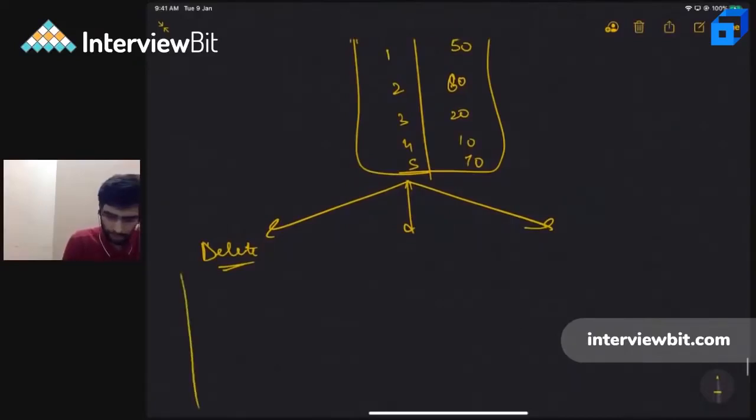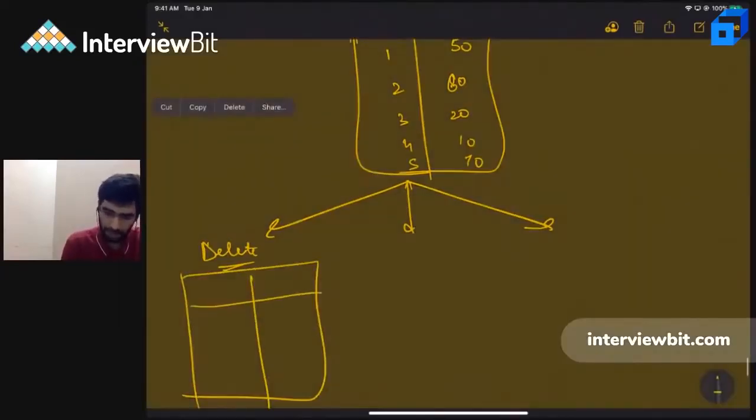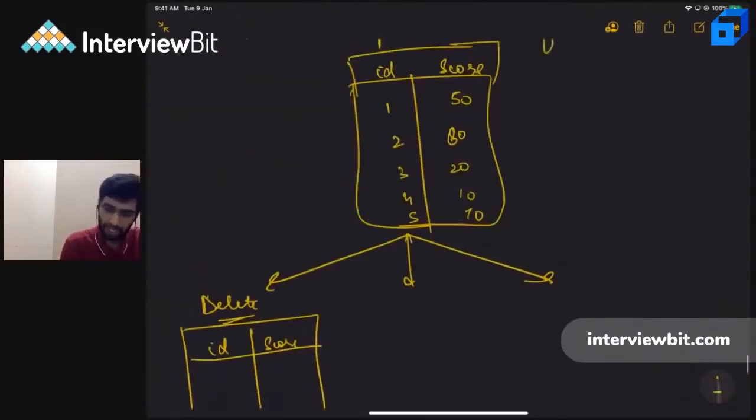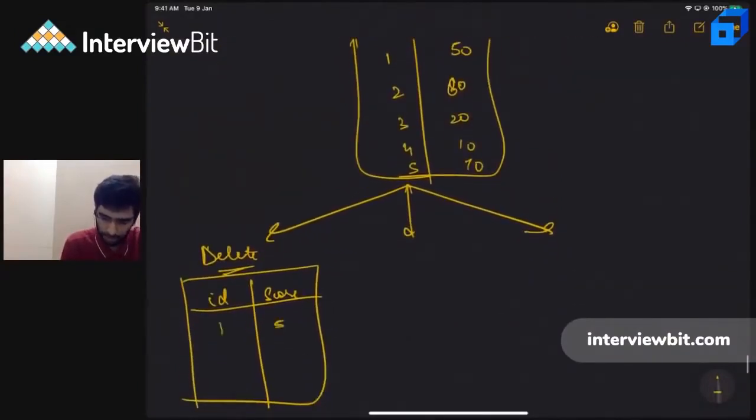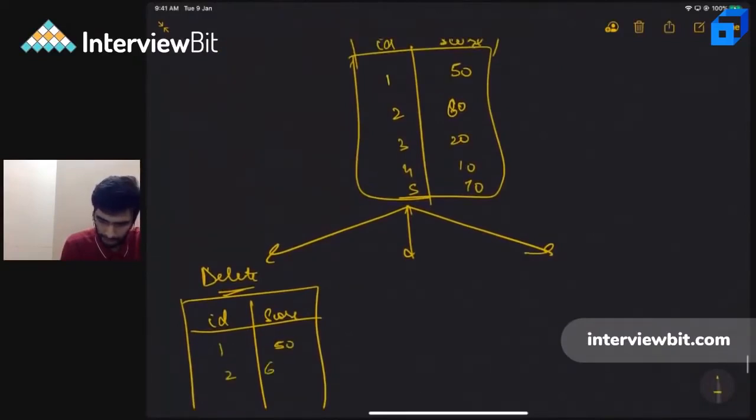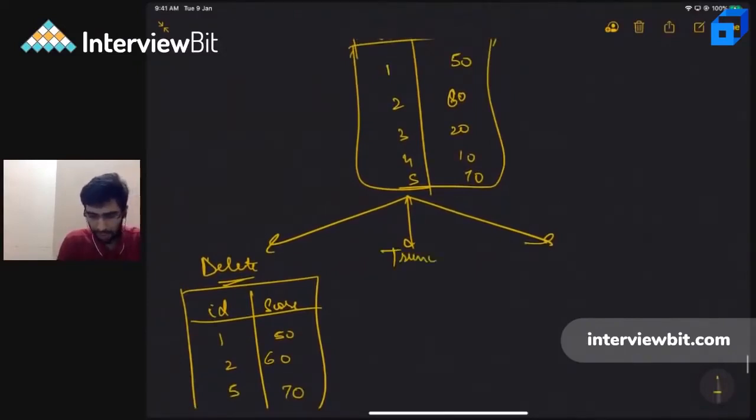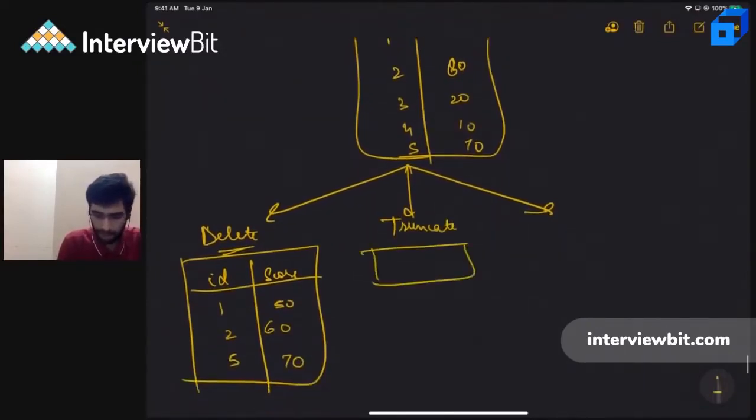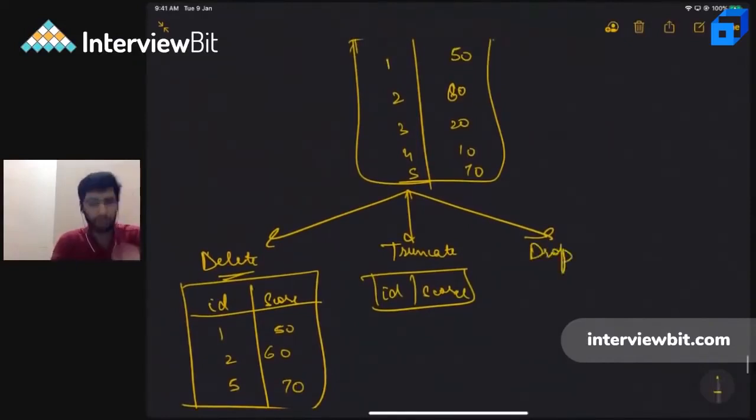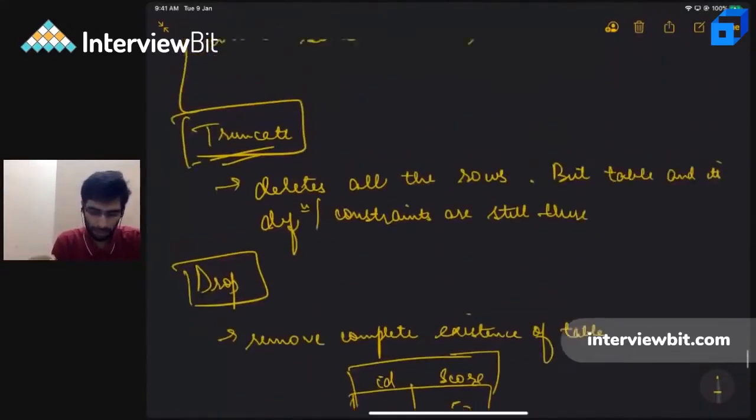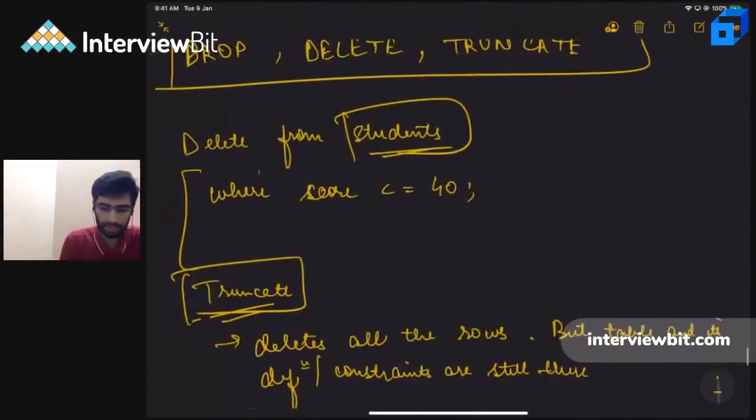What will this return? This will leave the columns ID and score, with the rows 1 with 50, 2 with 60, and 5 with 70. The other rows get deleted. If you do truncate, you are only left with the ID and score columns. No data is remaining. And if you do drop, nothing is remaining, there is a completely empty thing. Yes, Rahul, the where clause can be applied in delete. That is what we have written here, right?